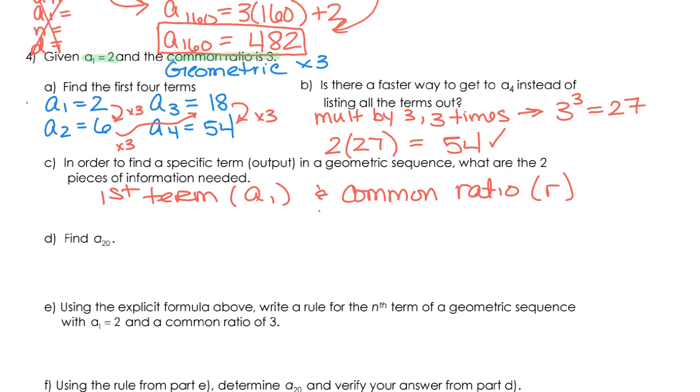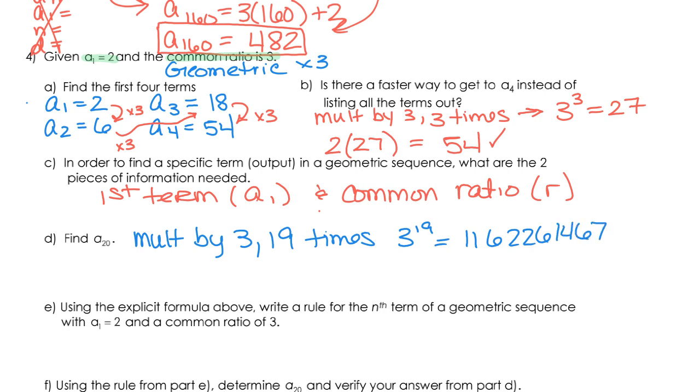Okay, so now they want us to find a sub 20. And they didn't say to use the formula. We actually haven't even made a formula yet. So let's see if we can do this the old way. We would be multiplying by 3 19 times, which is 3 raised to the 19th, which is a very large number. You can see once we put all the commas in, okay, we end up with a super large number, all right?